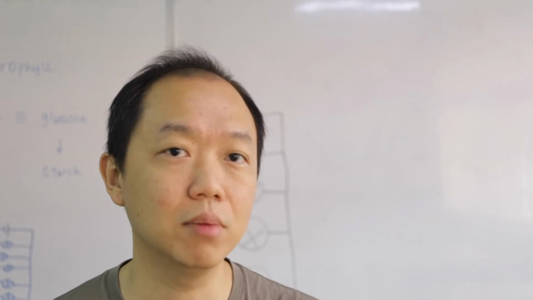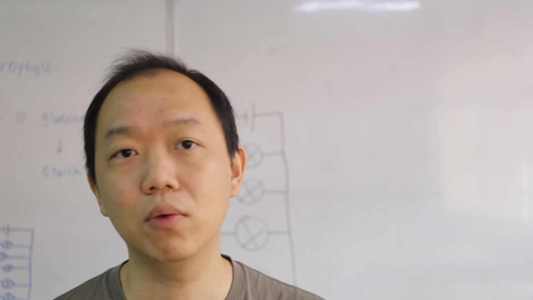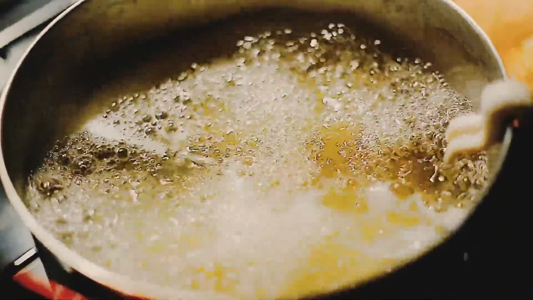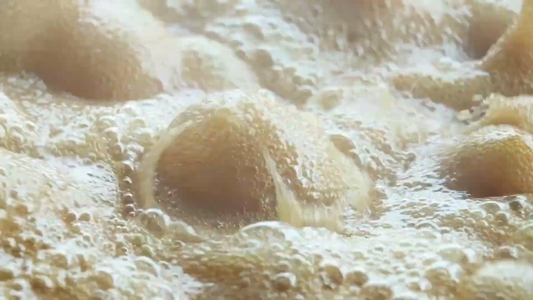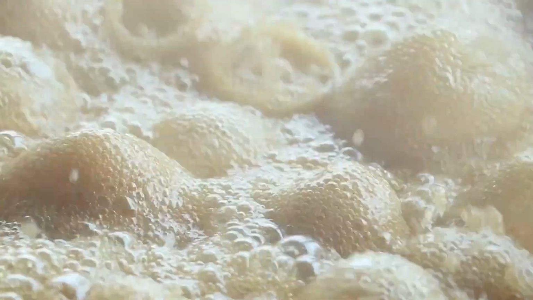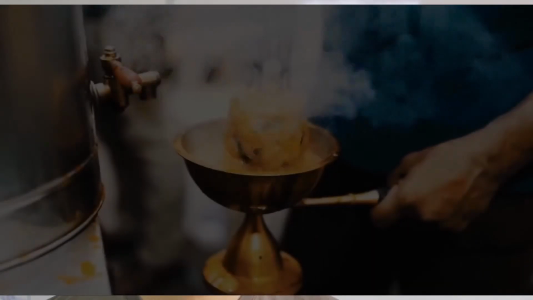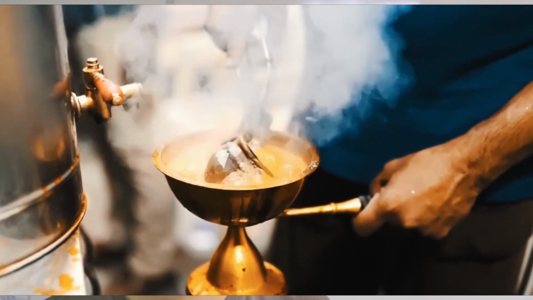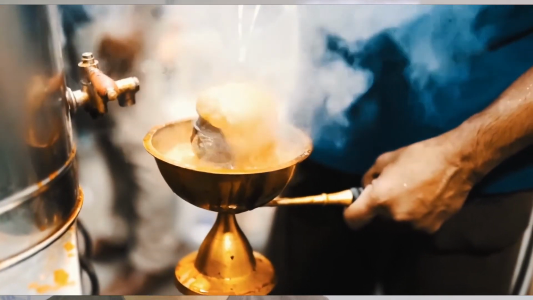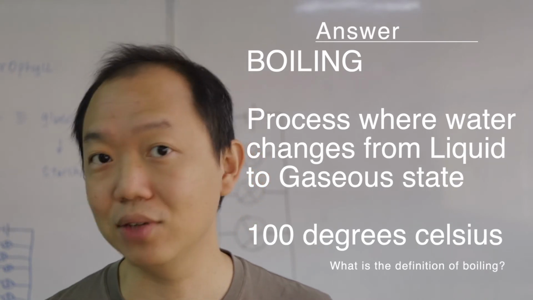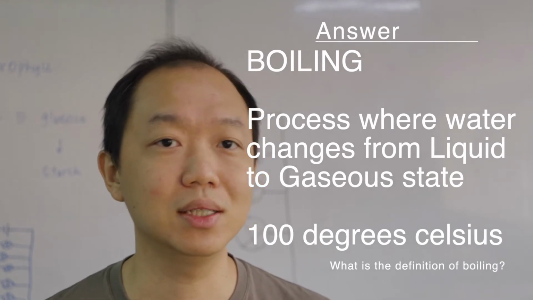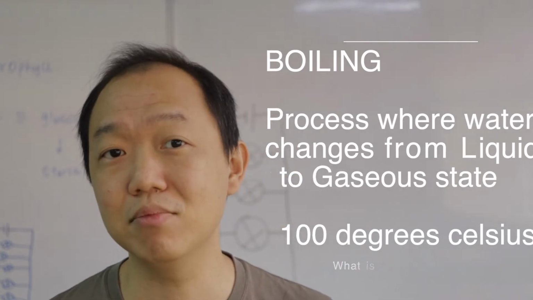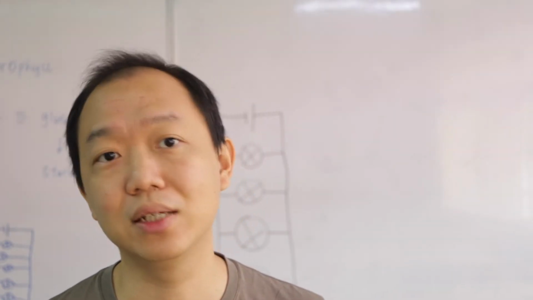Next, we talk about boiling. When water is heated, it gains heat and its temperature will rise. When the temperature rises to 100 degrees Celsius, it boils and changes to steam. We say that the water has changed from the liquid state to the gaseous state. The boiling point of water is 100 degrees Celsius, and the boiling point of water is also known as the steam point.